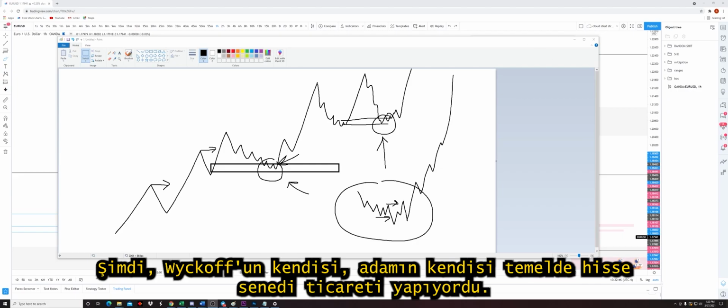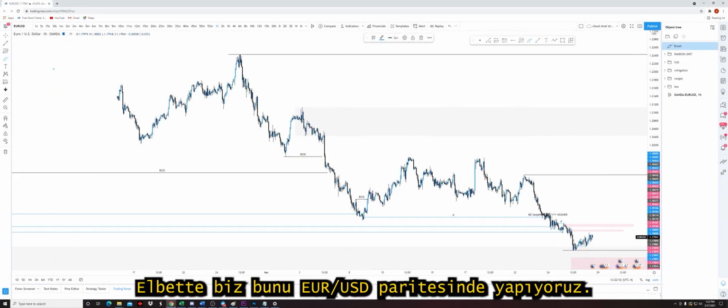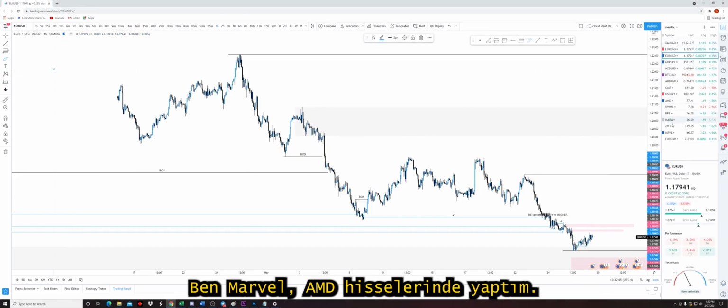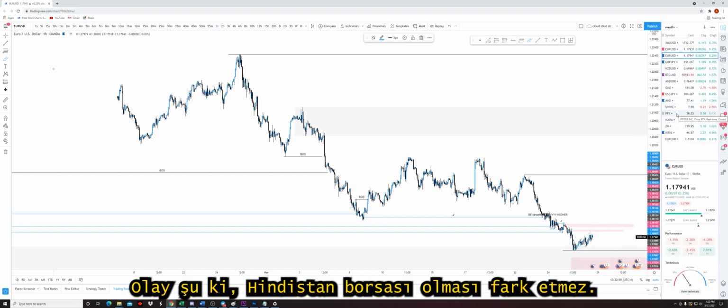Now, the guy himself, Wyckoff, basically traded stocks. Now, again, this is applicable to absolutely any market whatsoever. Of course, we do it on Euro USD. Other people do it on gold. I've done it on Marvel, AMD. I've done it on multiple things, okay? The thing is, Indian stock market doesn't matter.